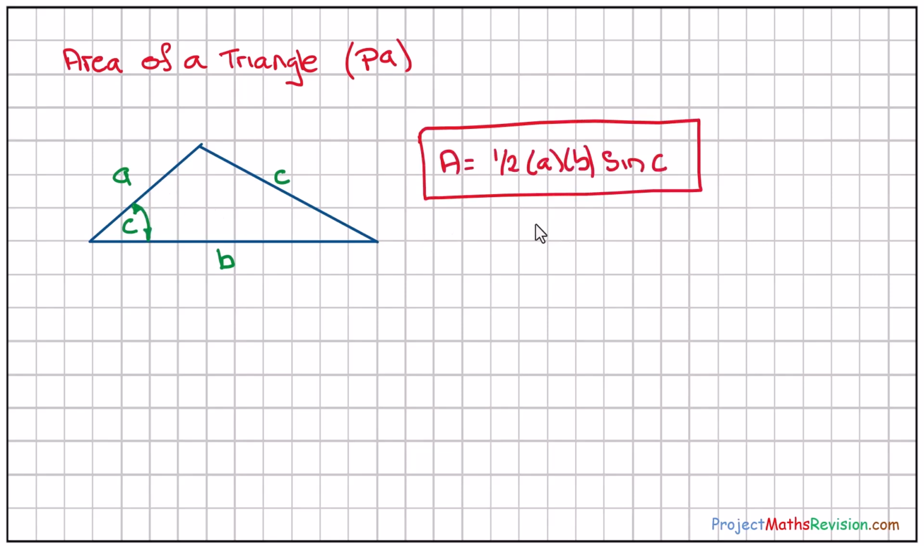So the area of a triangle is half AB sine C. If we had the angle up here, which we'd say is the angle B, we could say the area is half AC times the sine of the angle between A and C. And similarly, if we had this angle here, let's say it was A, we could say the area of a triangle is half BC times the sine of the angle between them, sine of A.